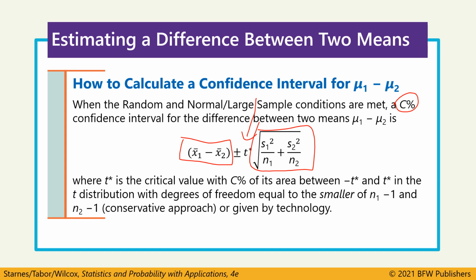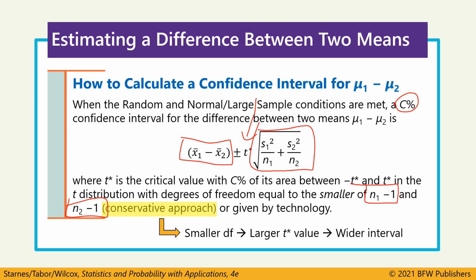We'll need degrees of freedom for this because we're working with a t-score. And since we have two samples, we'd find n minus 1 for both. And we're going to use whichever one of those is smaller. That's going to result in a wider interval. Smaller degrees of freedom means we have more variation, a wider interval. That's the conservative estimate. All right, so we'll pick whichever of those is less.